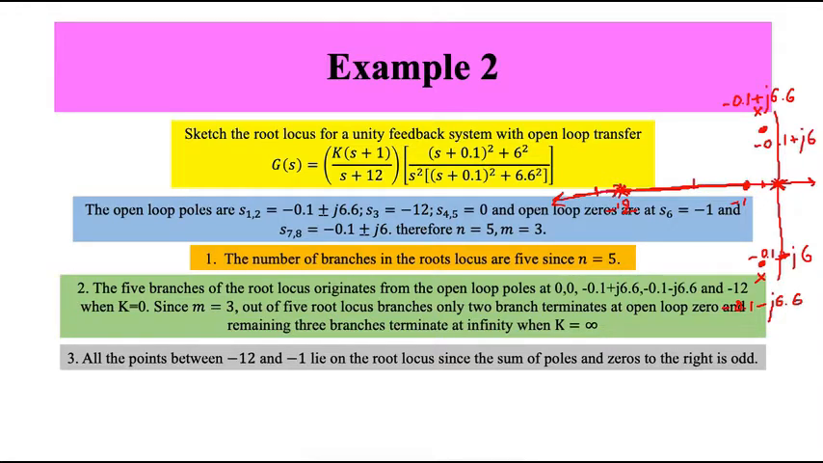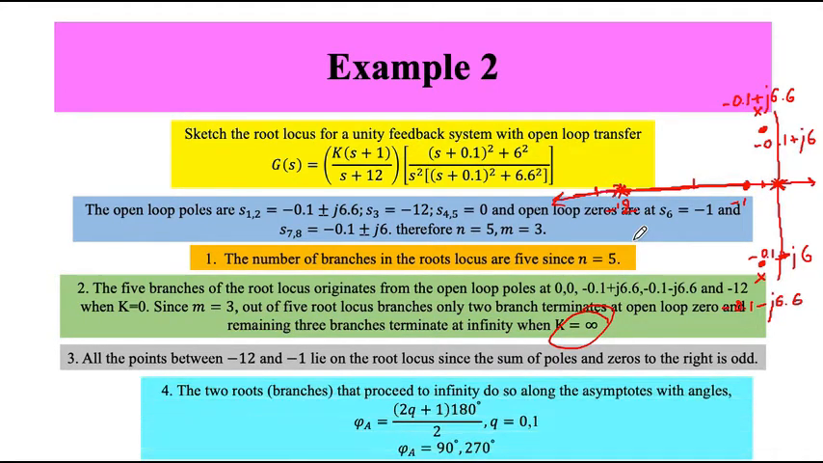Okay, now I just want to find out what will be the angle of these two branches which are moving towards infinity. What will be the angle of asymptotes? The angle of asymptote for those 2 roots, with n minus m being 2, will be 90 and minus 90 degrees.